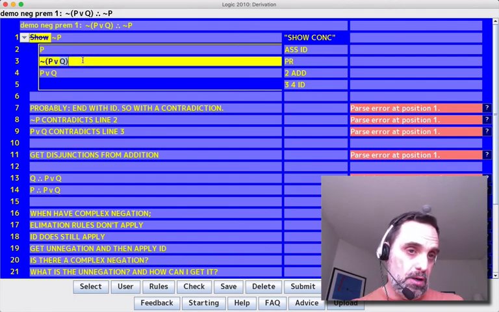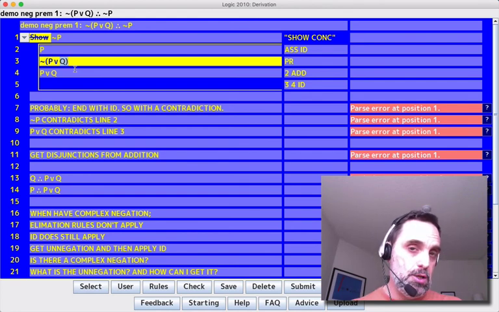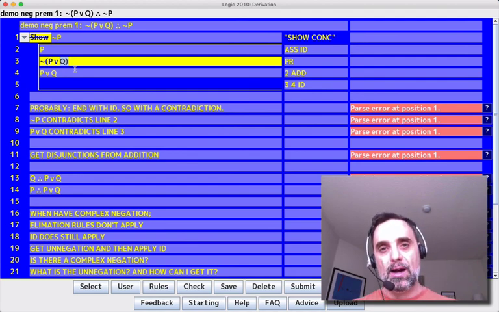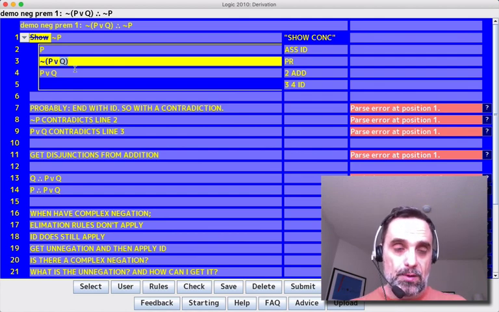So we said, oh, here's a complex negation. What's the unnegation? P or Q. How can I get P or Q? Addition. Addition applied to what? Addition applied to Q, or addition applied to P. Oh, I have P. I can apply addition to get P or Q, to get a contradiction for ID to box and cancel. So that's what I have to say about this problem. I will do a couple more examples in the next video.